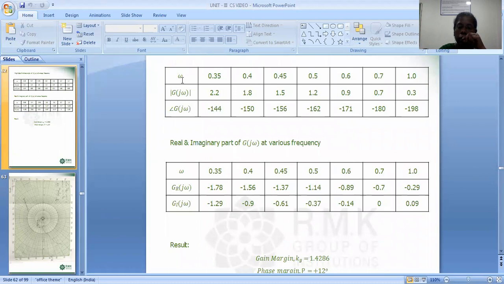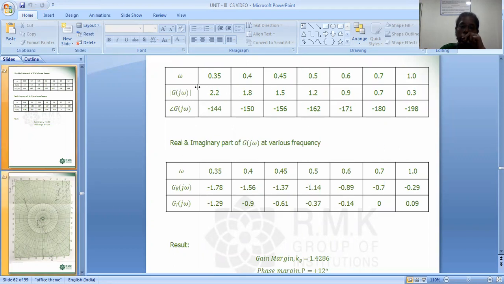For different values of omega, I've taken the omega values 0.35, 0.4, 0.45, 0.5, 0.6, 0.7, and 1. Here you can see that for these different values of omega, these are the magnitude values we got, and these are the phase angle values we got. We can substitute omega as 0.35 in that expression and find out the magnitude, and the same way we can find out the angle. So we have to complete this tabular column for finding magnitude and phase angle for different values of omega. After finding these values, now we have to plot it in the graph.